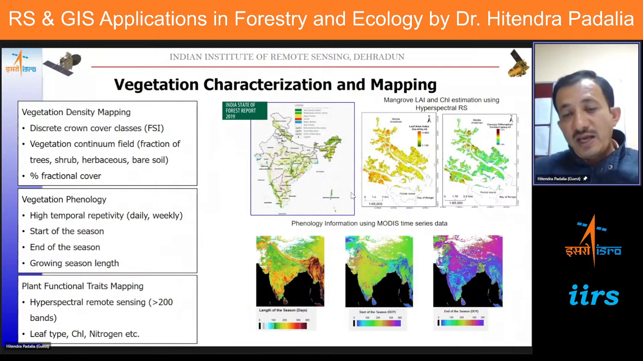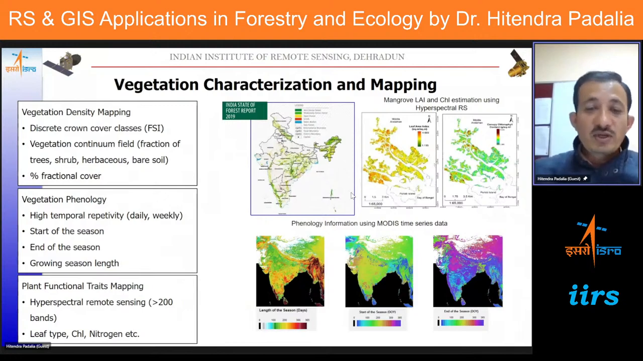And over time, if you monitor this phenology using these satellite data, you will be able to know how plants are responding to the change in climatic pattern. Similarly, deriving the canopy level traits, physiological and morphological traits, such as the leaf area index, chlorophyll, nitrogen, and other biochemical constituents, is done using hyperspectral remote sensing, which is very useful for quantitative assessment of these parameters.